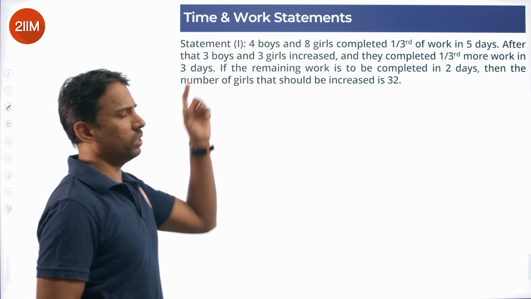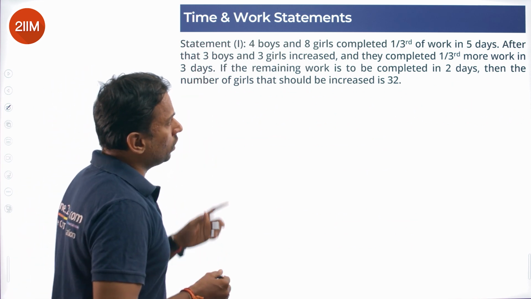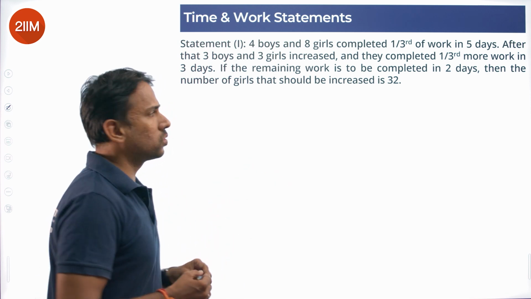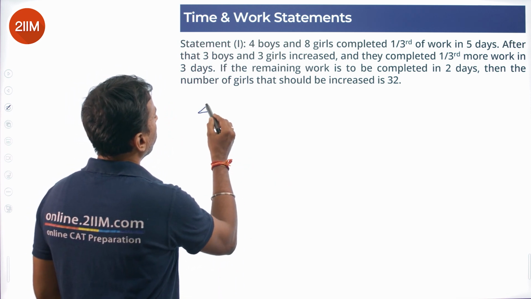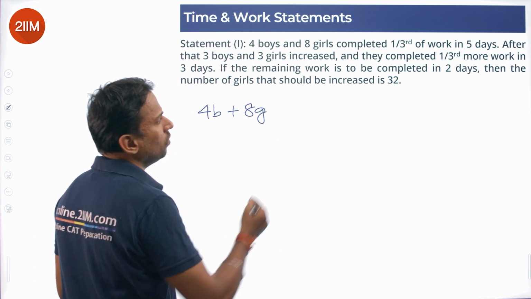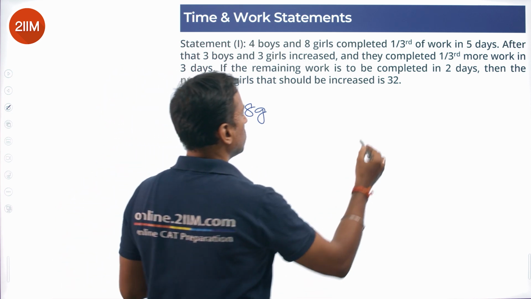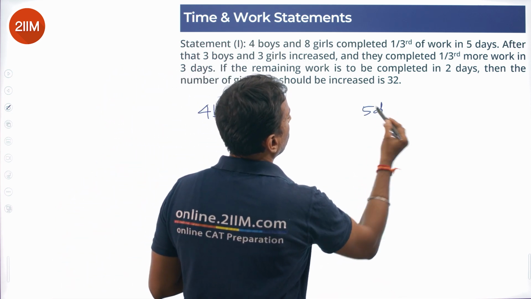Statement 1 says 4 boys and 8 girls completed 1/3 of a work in 5 days. So the team of 4 boys and 8 girls is doing a work in 5 days. Not the full work, a 1/3 portion of the work. So that means 5 days.